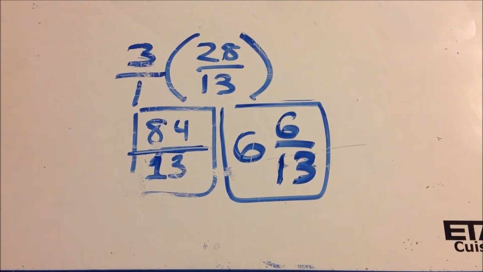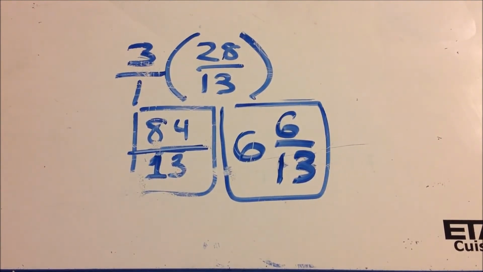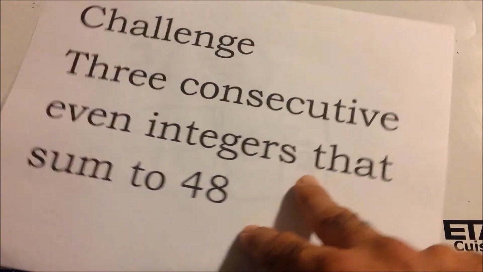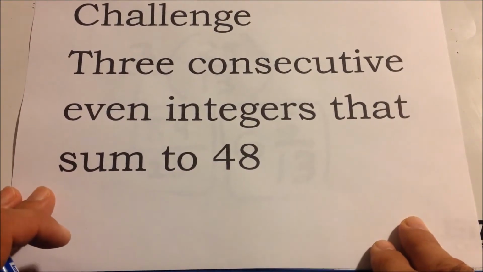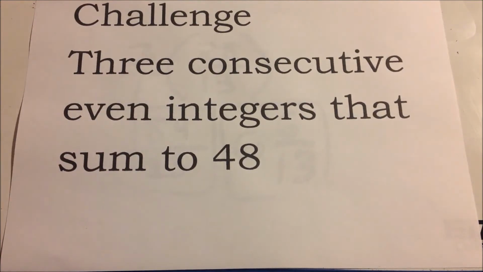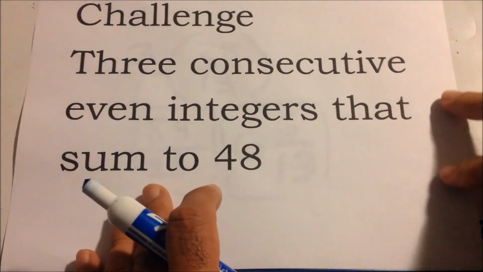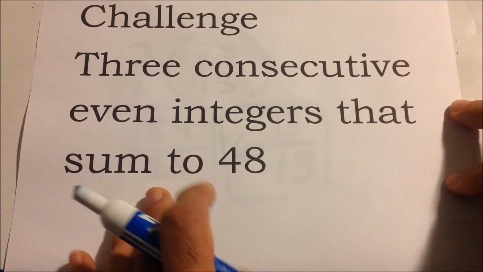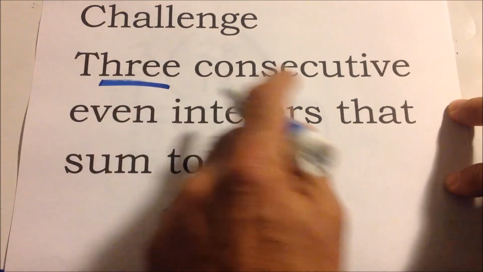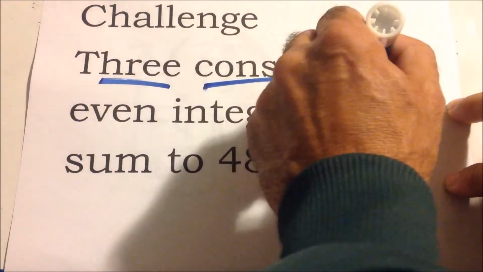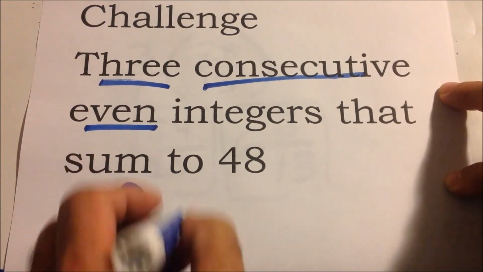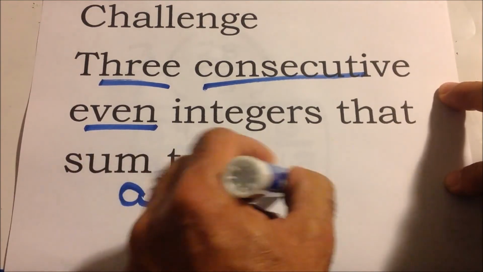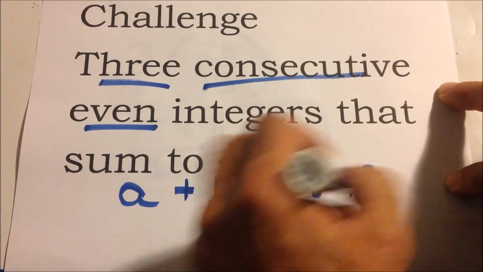Okay, so here is a challenge now. Let's say you saw this word problem, and it says 3 consecutive even integers that sum to 48. Can we make an equation with that? So look at it carefully. We need 3 numbers, and they have to be consecutive even numbers. So we have an A for a number, a B for a number, and a C for a number, and they have to equal 48. These are our 3 numbers.